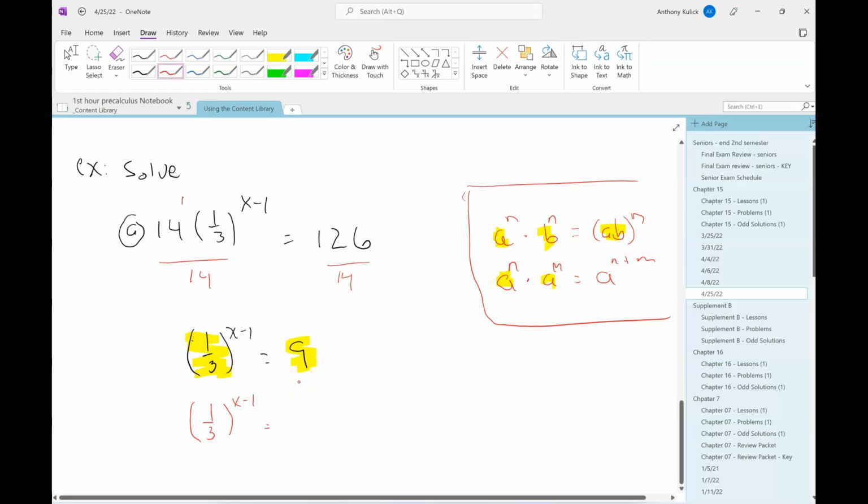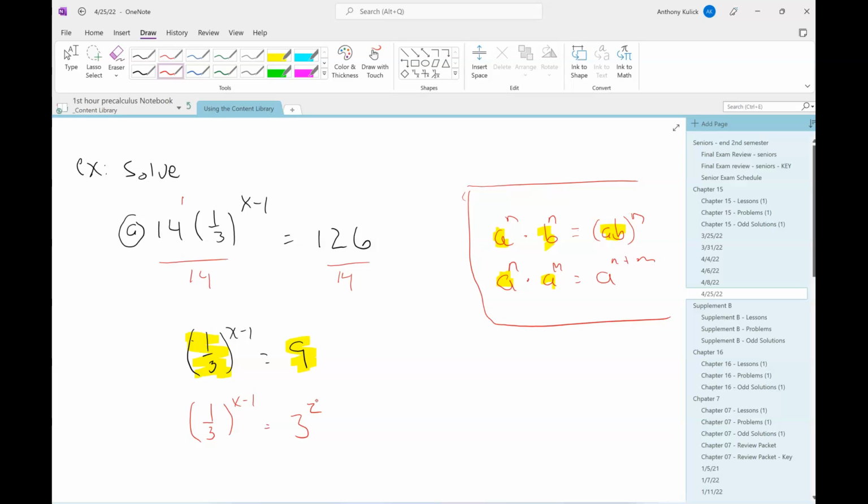27 over 3. Okay, when I say base, I want an exponent. 3 squared. 3 squared, right? Everybody agree with that? I'm trying to make an exponential here. So I can make a 3 squared, right? Everybody's cool with 9 being 3 squared?